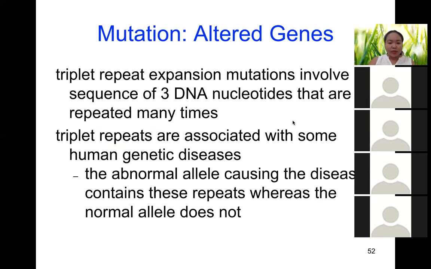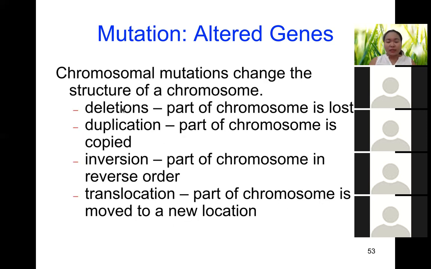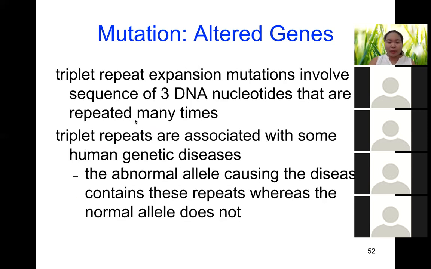So we are now here. Most of this triplet repeat expansion mutation are causing human genetic diseases, causing the abnormal allele diseases. Pag nagre-repeat siya, so yung normal allele does not work well.